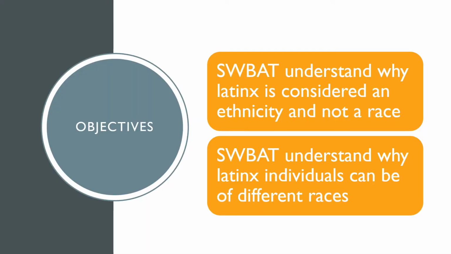We have two main objectives for today's lesson. The first objective reads, students will be able to understand why Latinx is considered an ethnicity and not a race. And the next objective is students will be able to understand why Latinx individuals can be of different races, but still be categorized as Latinx individuals. And so we are going to start today's session, but keep those two objectives in mind as we go through it.